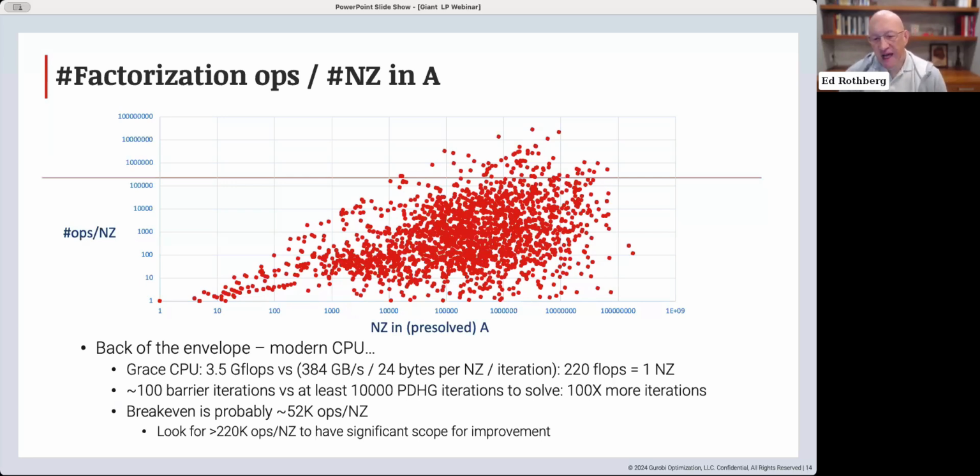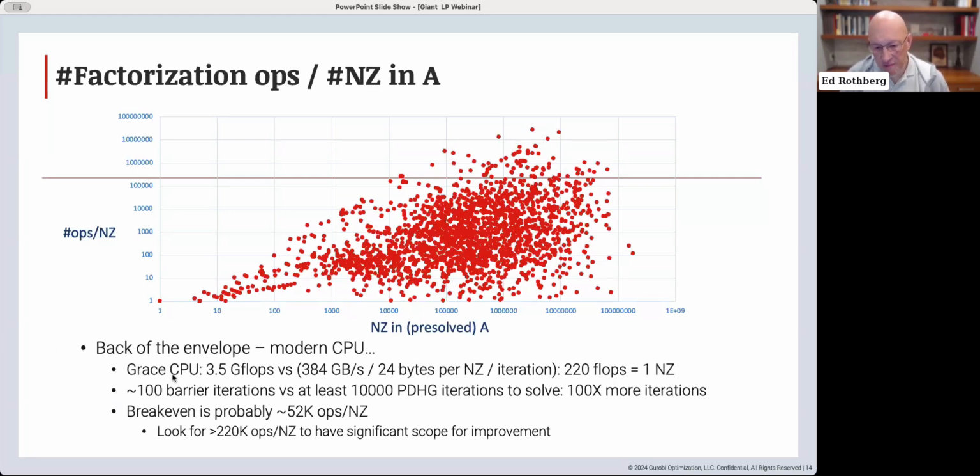So you can reasonably ask where the crossover is. Basically, at what point would PDHG likely be faster than barrier? And I've included a bunch of computation at the bottom of this slide. I'm not going to go through this in any detail. Basically, I'm just trying to get a ballpark estimate for when the barrier solver is potentially a lot more expensive than PDHG would be.